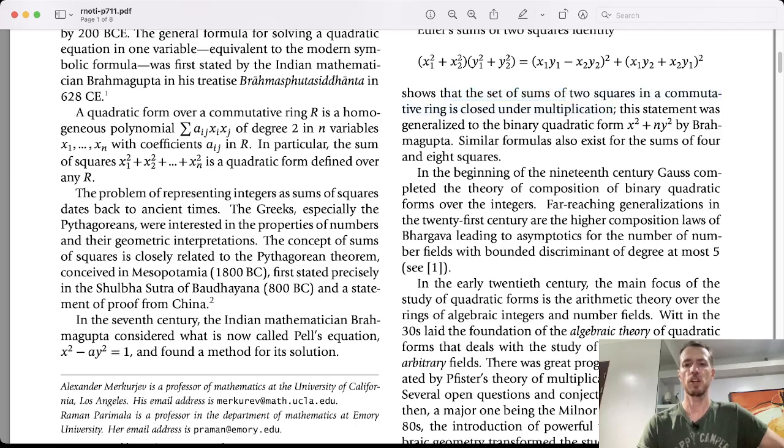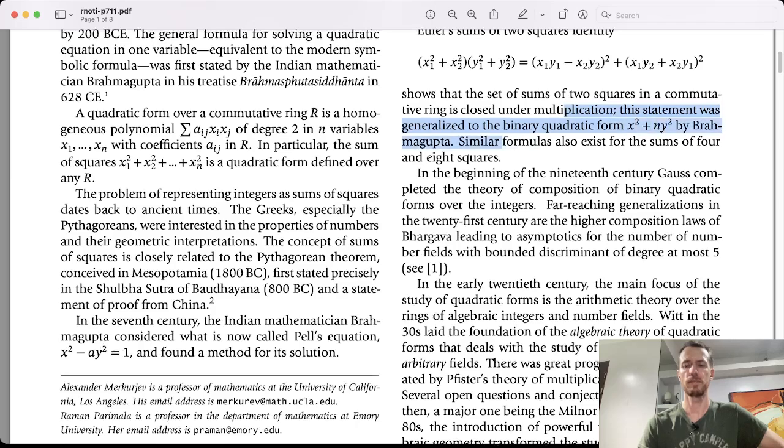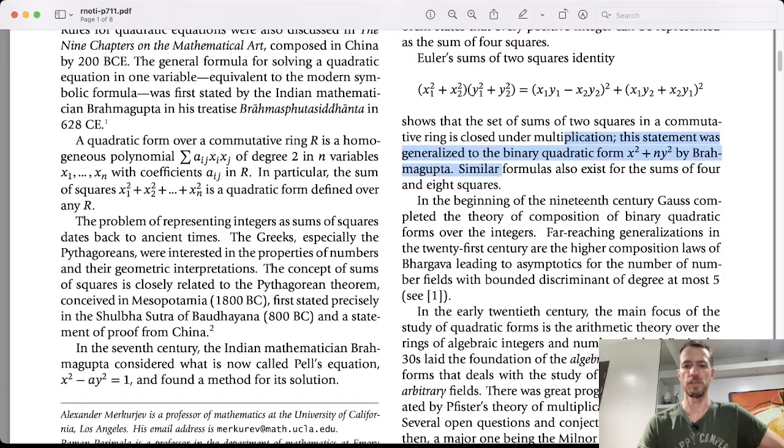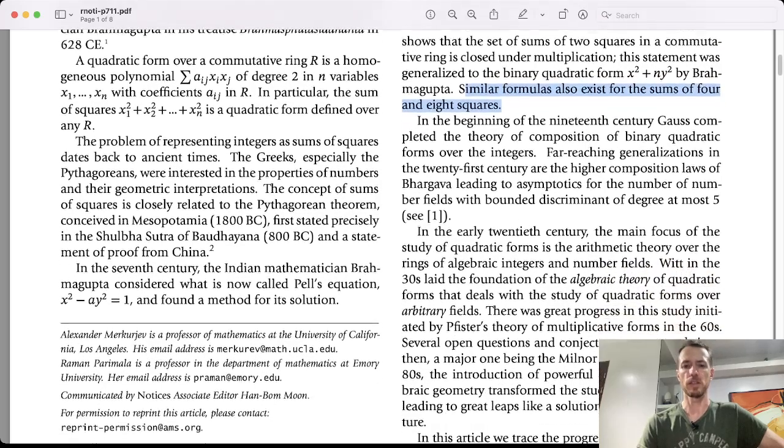This statement was generalized to the binary quadratic form x squared plus n y squared by Brahmagupta. Brahmagupta, of course, lived long before Euler. Similar formulas also exist for the sums of 4 and 8 squares.